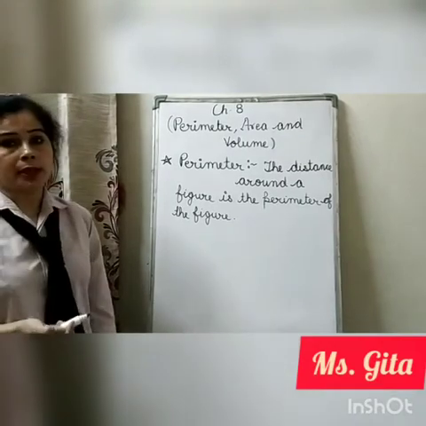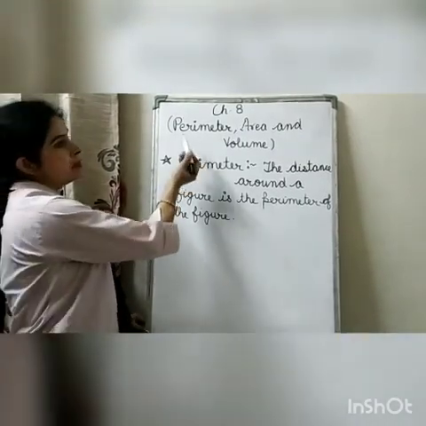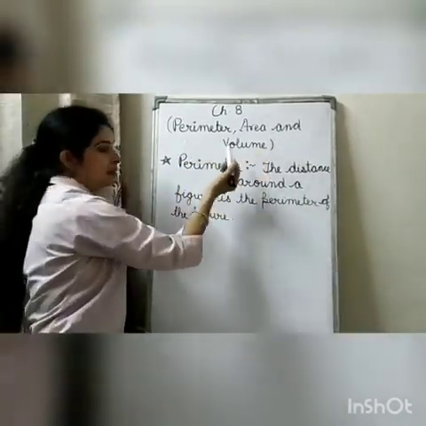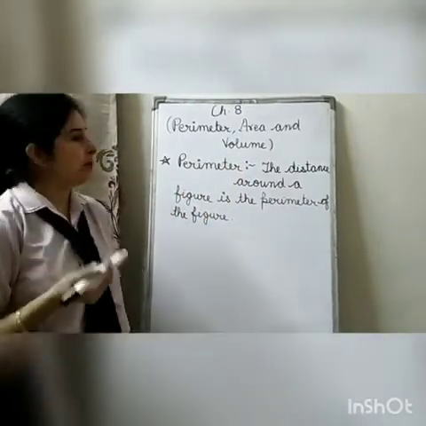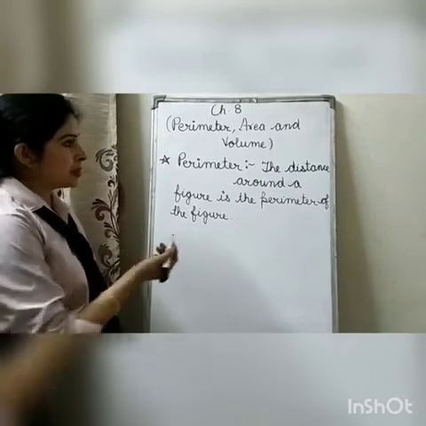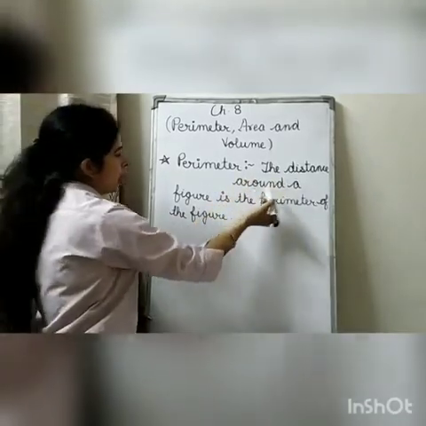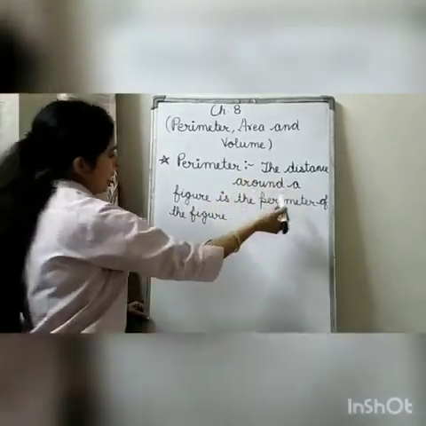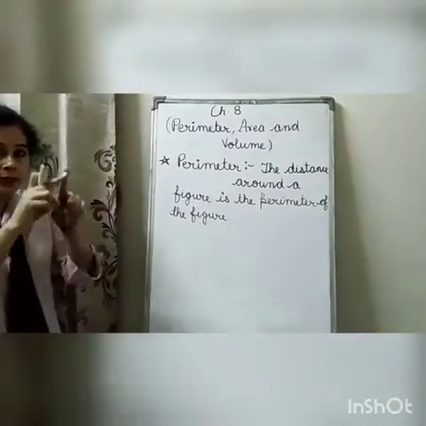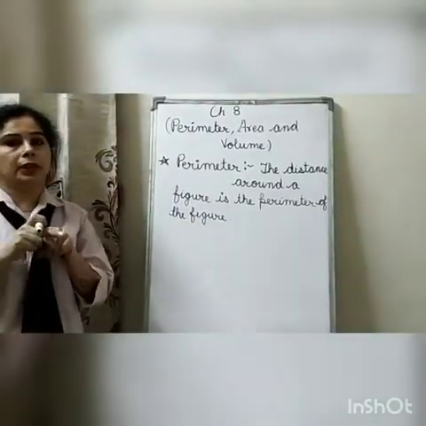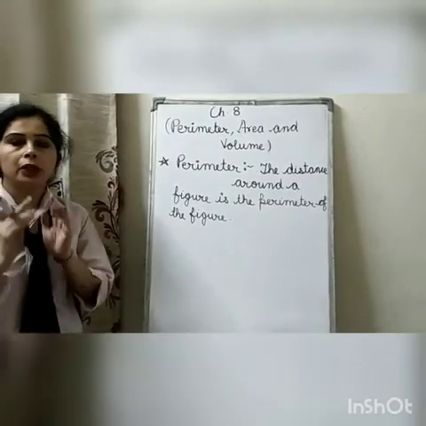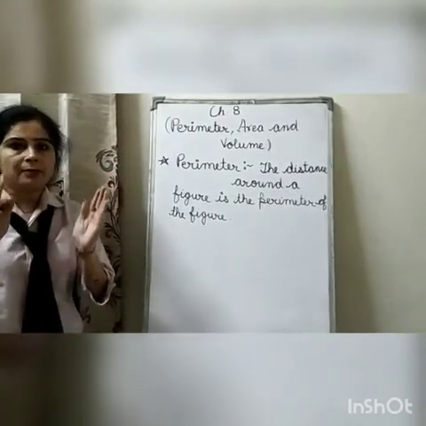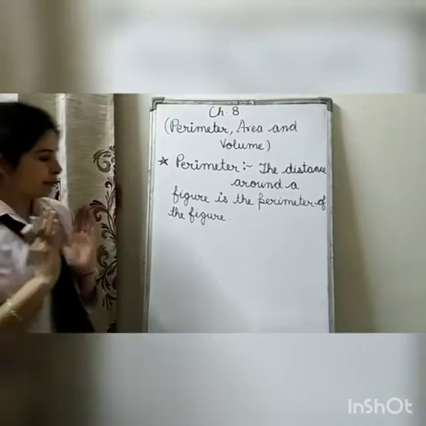Today we are going to start chapter 8, that is perimeter, area and volume. First of all, we will discuss what is perimeter. The distance around a figure is the perimeter of the figure. To find the perimeter, we simply add the measurements of the figure.